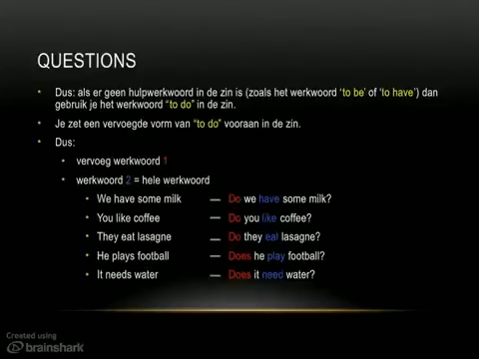Do we have some milk? Do you like coffee? Etc. What you notice is the form of the verb to do has been changed. So you have do you, do they, and of course does he, does she, does it. The second verb in the sentence is the whole verb, so the infinitive: to have, to like, to eat, to play, to need. So the first verb you change, and the second verb you leave as the whole verb.